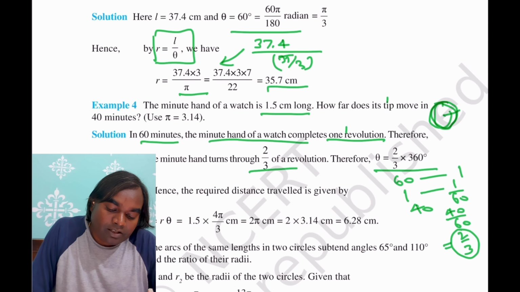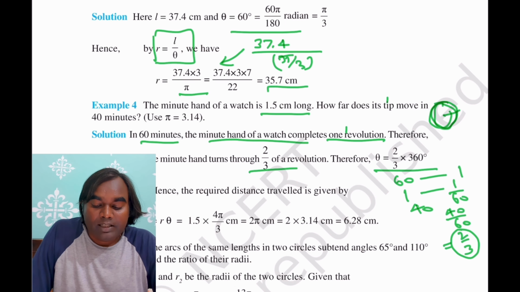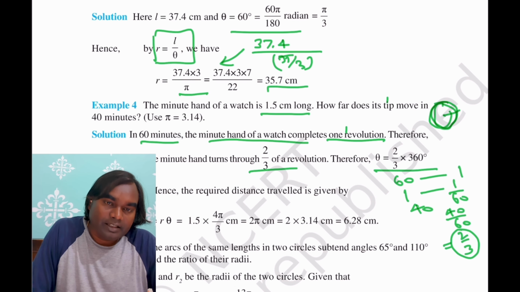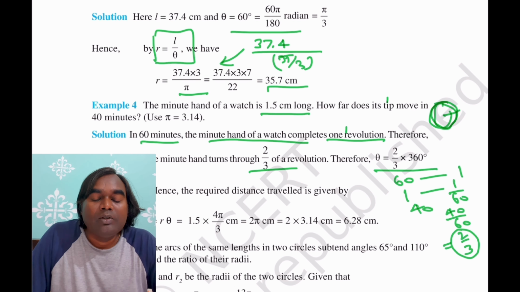Therefore theta is equal to 2 by 3 of 360 degree, because in one revolution it will make 360 degree. Therefore 2 by 3 of a revolution is equal to 2 by 3 into 360 degree, and that is equal to 4 pi by 3 radian. You can convert it by multiplying by pi by 180.